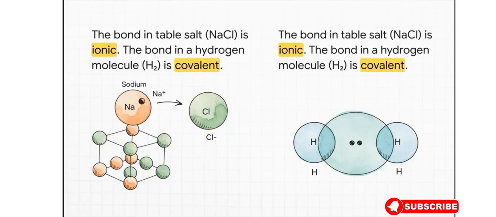And here's the perfect example to make it stick. In table salt, the sodium gives an electron to chlorine. That's an ionic bond. But in a hydrogen gas molecule, two hydrogen atoms get together and share their electrons. That's a covalent bond. The whole game is just about whether those electrons are given away or shared between them.